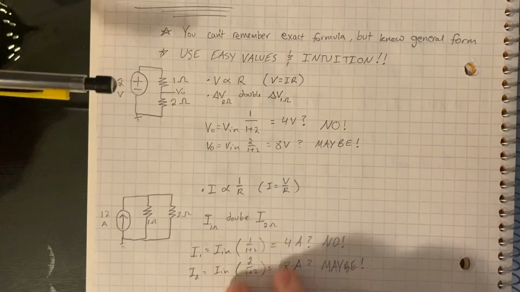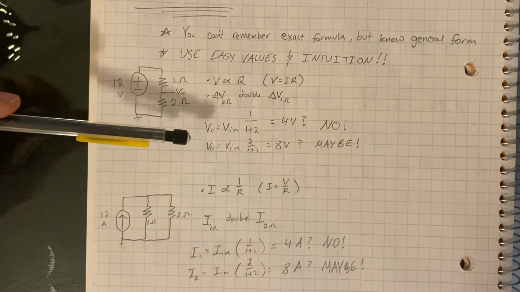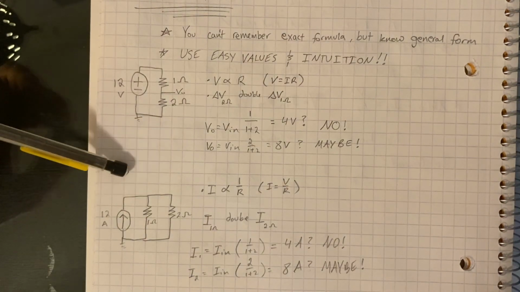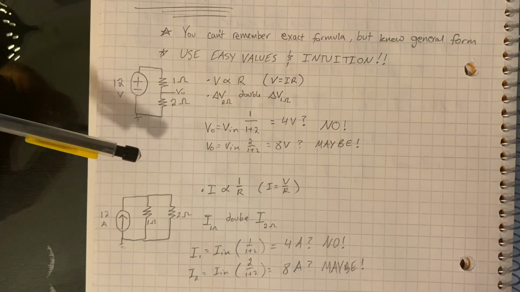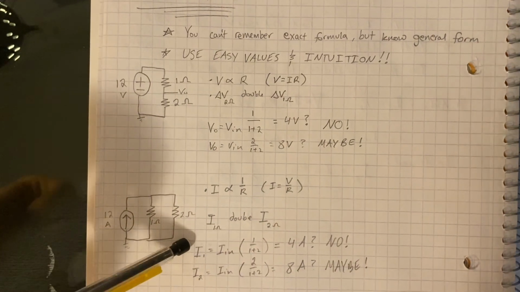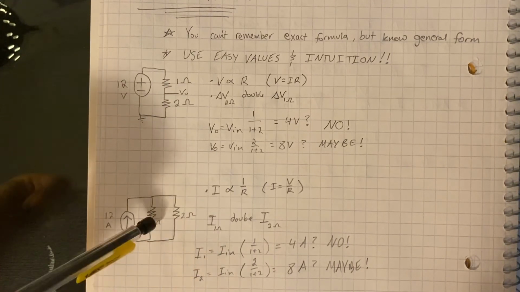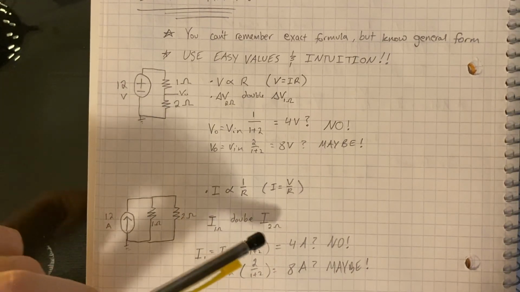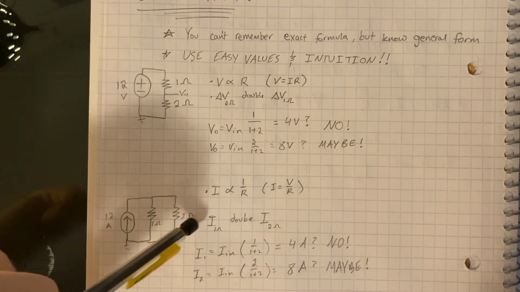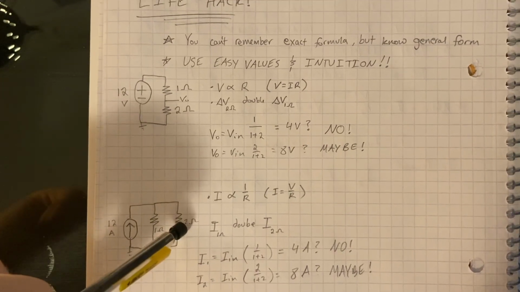Similarly for current division, we know that current is proportional to 1 over the resistance, because current wants the easiest path to flow through. So let's say we want to guess and say, okay, maybe the current through this 1 ohm resistor here is the input times the 1 ohm resistor over the sum. That would give us 4 amps. No, that's less than half here. We know that at least half is going through that if this is a higher resistance.